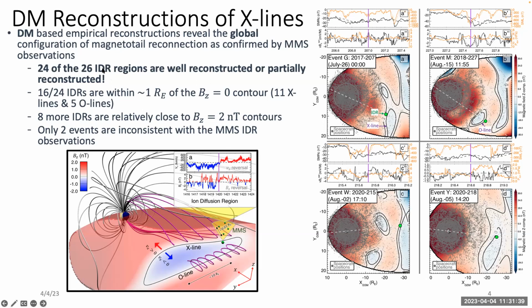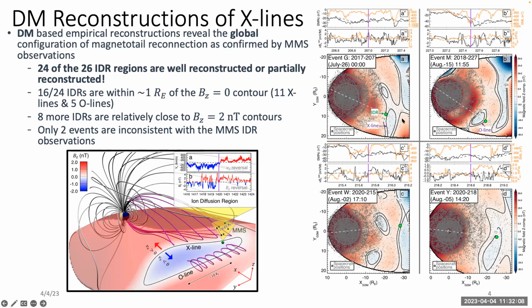Now, the IDR is the ion diffusion region, which you should expect to see either at an X line or at an O line. The in situ data doesn't necessarily know the difference, but these global reconstructions do, and you can compare them. There were 26 IDRs that have been identified, and of those, 24 had reasonably good agreement with the data mining reconstructions. As an example, there are 4 on the right here.